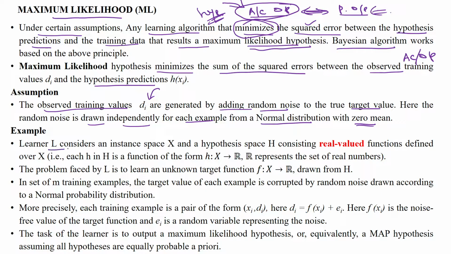So here the learner L considers the input data set and hypothesis space H. Both are real valued functions which are defined over the given data sample space capital X. That is, each hypothesis in the hypothesis space is a function of the form X tends to R, derived from the given input data set. R represents the set of real numbers. The input data set is having the set of real numbers.